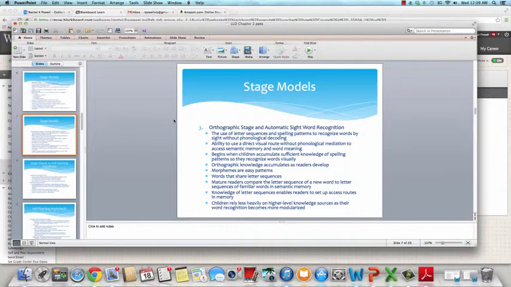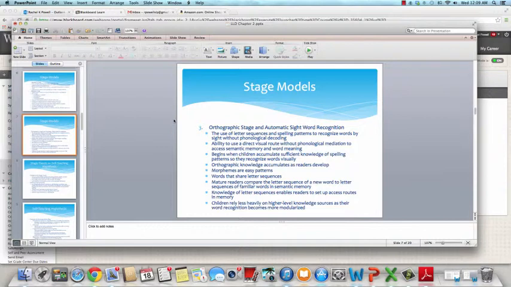And so those words essentially start at level 3 of the automatic sight word recognition. Children may start at the alphabetic stage and try to decode it, but they're not going to be able to decode it correctly because they don't follow phonological patterns. Typically, that's why they're sight words. But ultimately, every word becomes a sight word because you move to that automatic process. So this begins when children accumulate sufficient knowledge of spelling patterns so they recognize words visually.